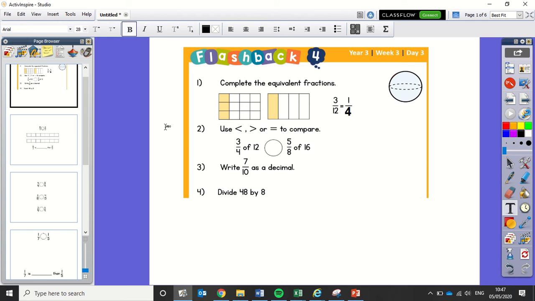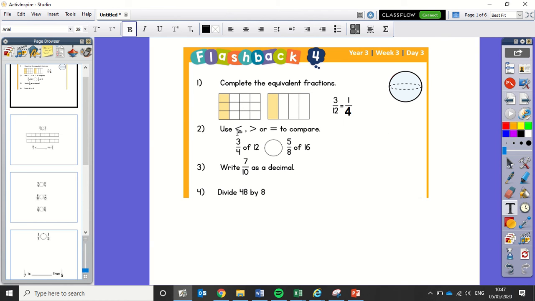So let's begin. So, number 1. Complete the equivalent fractions. We've got 3/12 here, and it's equivalent to 1 something. Well, there's 1 shaded in out of 4. So the answer is nice and simple. It's 3/12 is equal to 1/4.